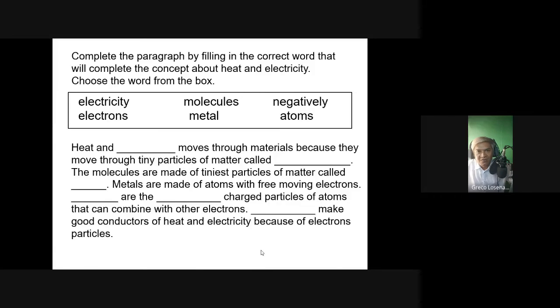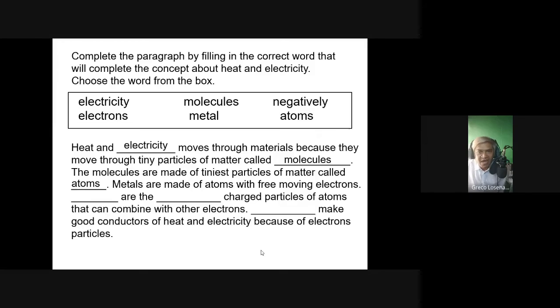Let us now write the answers for the missing words. First, we have heat and what is the missing word? Yes, you're correct. The missing word there is electricity. Heat and electricity move through materials because they move through tiny particles of matter. They are called molecules. Correct. The molecules are made up of the tiniest particles of matter called, if your answer is atoms, you are correct.